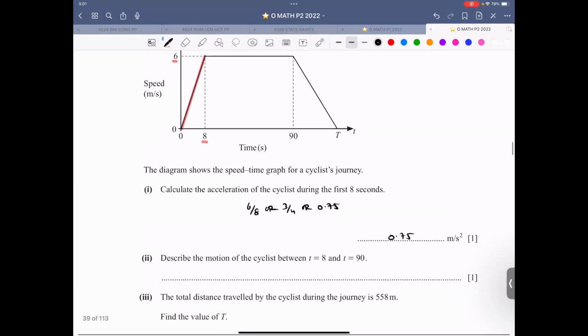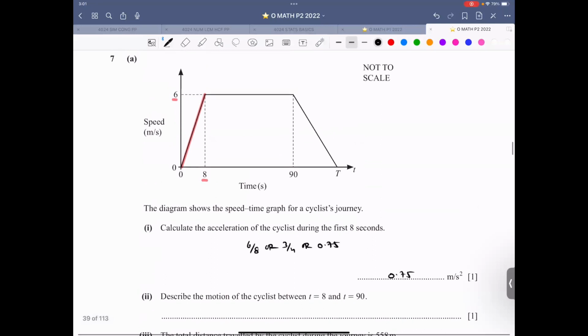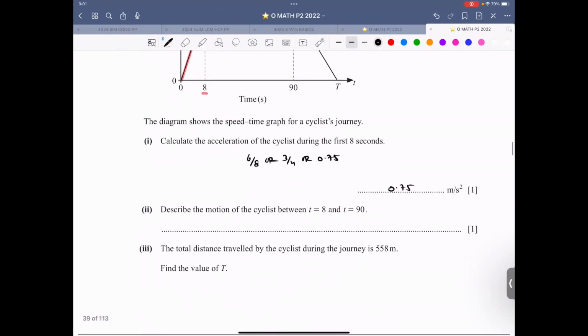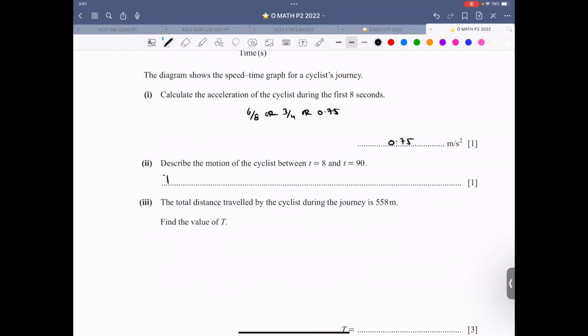That is exact. Describe the motion of the cyclist between t equals 8 and t equals 90. So for this region, this is 8 till 90. What is happening? The speed is the same. It's not changing. So it's traveling at constant speed. I think that is more than enough to obtain this 1 mark. And if you want to add anything further, the acceleration is 0. That is extra.